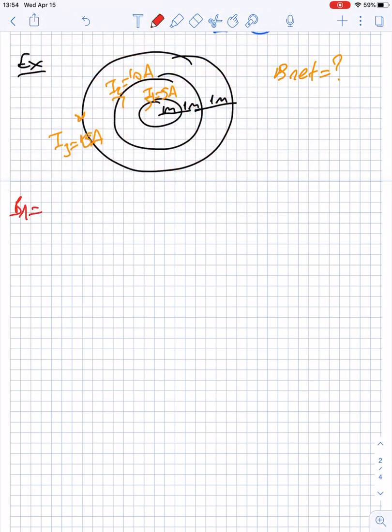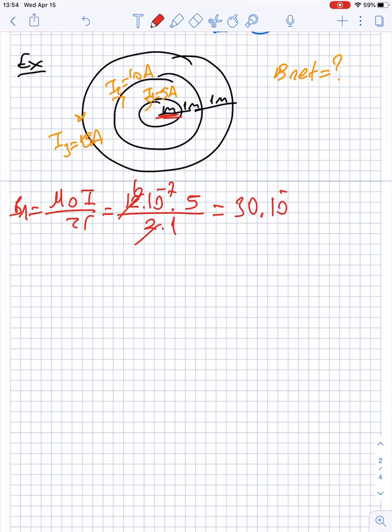Okay, I'm starting with B1. Our formula is the same, mu 0 I over 2R. Mu 0 is the constant, 12 times 10 to the power minus 7. For the first circular loop, my current is 5 ampere over 2 multiplying, and the radius of the first loop is 1 meter. My result after calculating is 30 times 10 to the minus 7, and my direction is into the page.